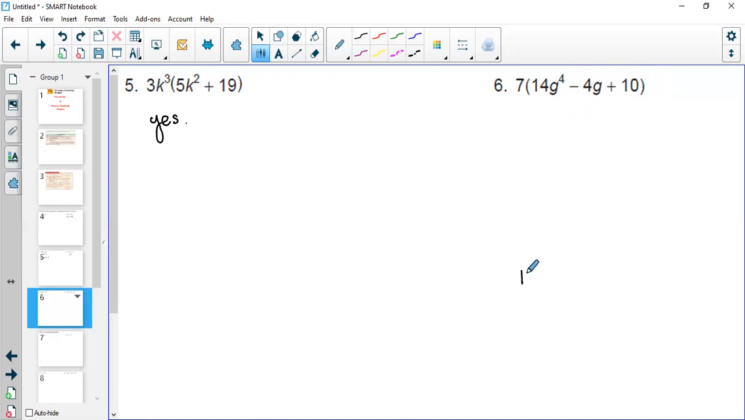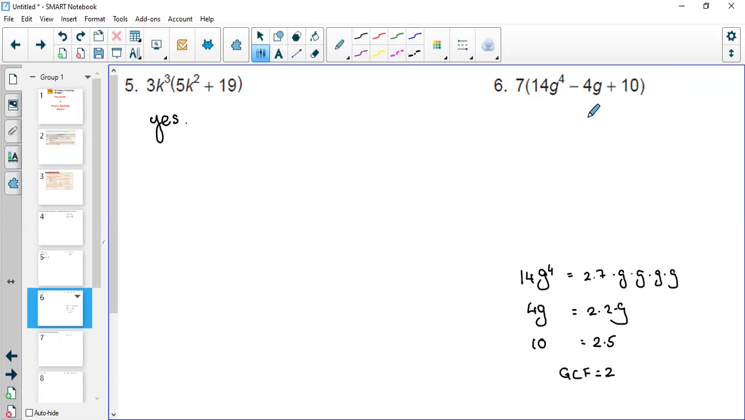Now, if you are not understanding that, let me show you this way. These are the factors of 14. This is the factor of 4 and a factor of 10. So that means the GCF is also going to be 2 here. So which means we could still further factorize this. The common factor for these three terms is not 7, it is 14. So 14, so this is going to be g to the power of 4. What is this going to be?